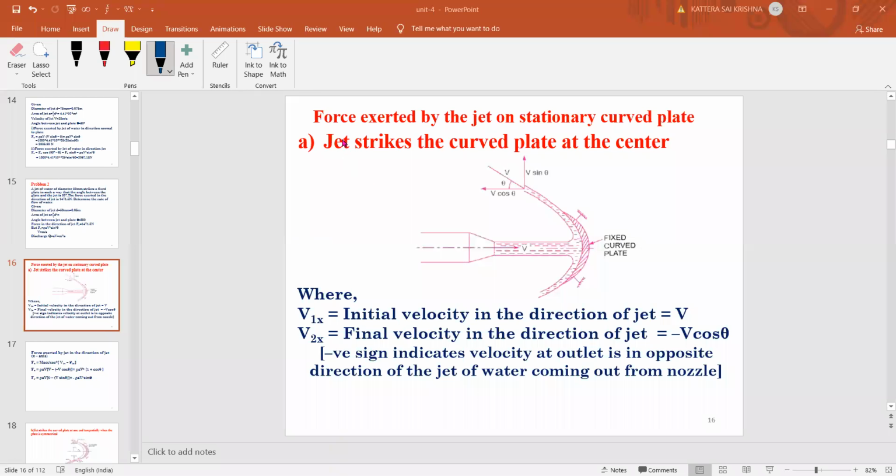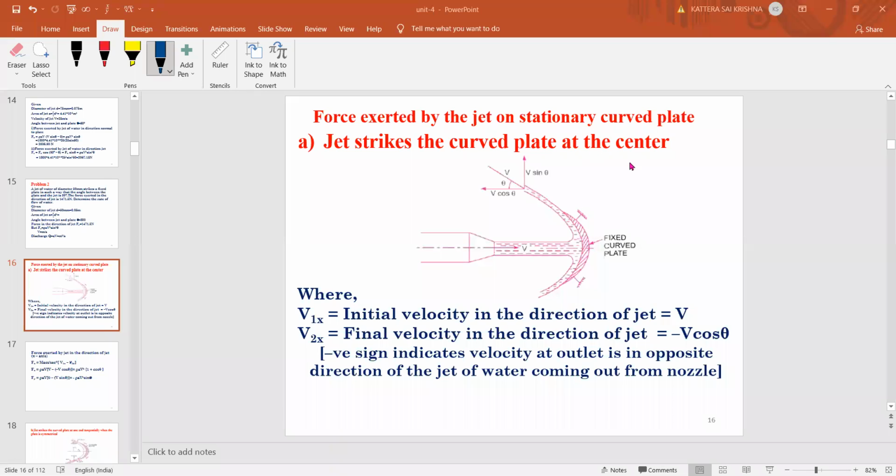Okay, so now we are seeing the force exerted by the jet on a stationary curved plate. Curved is nothing but like this. It is not in a straight manner, it will be in a bend manner, C shape. Okay, it is a curved plate, right? So in this, we have two things: the jet striking at the center of the plate, or the jet striking at one corner or one tip of the plate. Two things are there again in this.